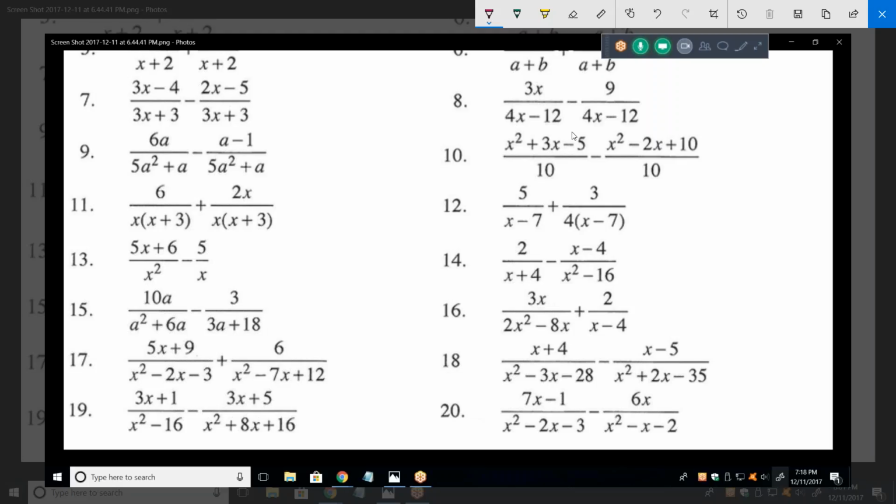It's all about factoring and finding least common denominators and then finding the proper numerator and combining the numerators, and every single problem is the same way.